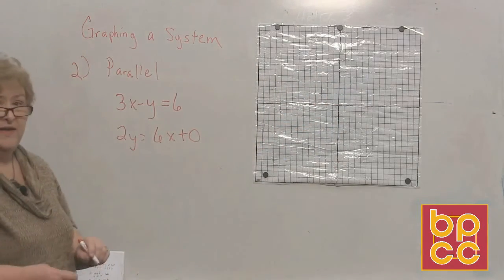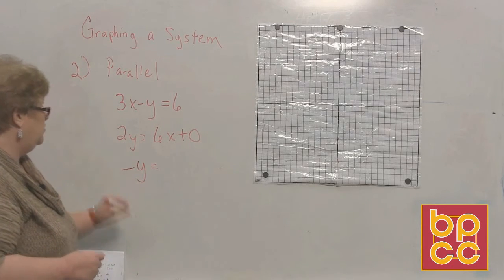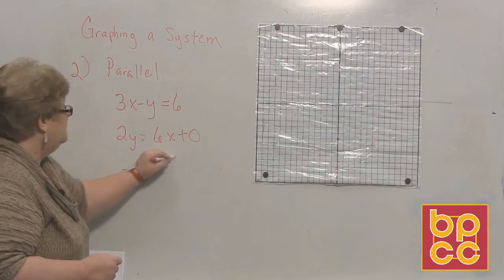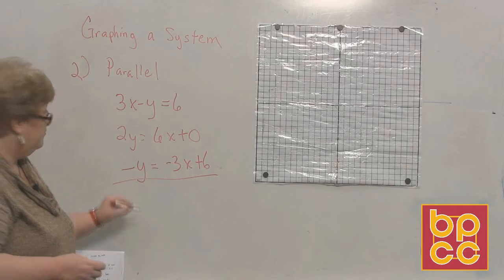Okay, let's start with a negative y on the top. Negative y equals, move the 3x over, a negative 3x plus 6. Let's divide by negative 1.